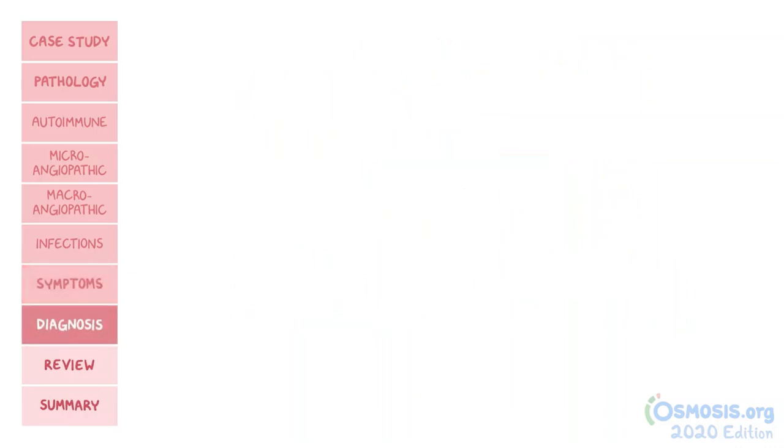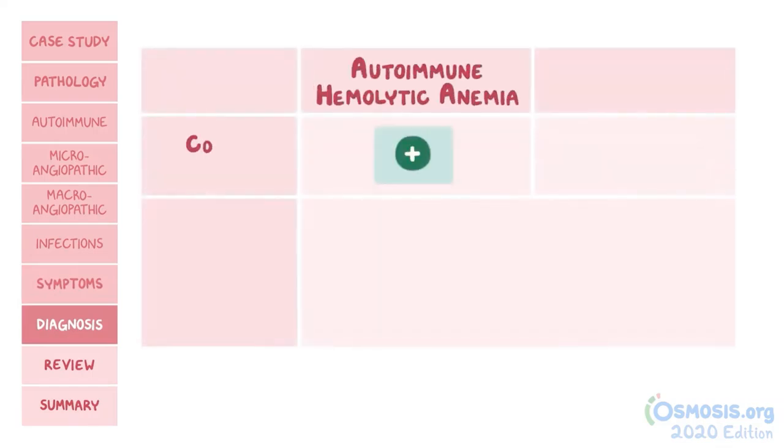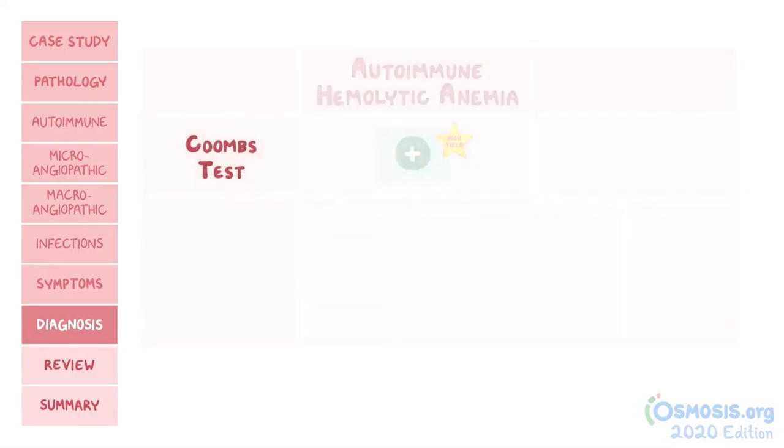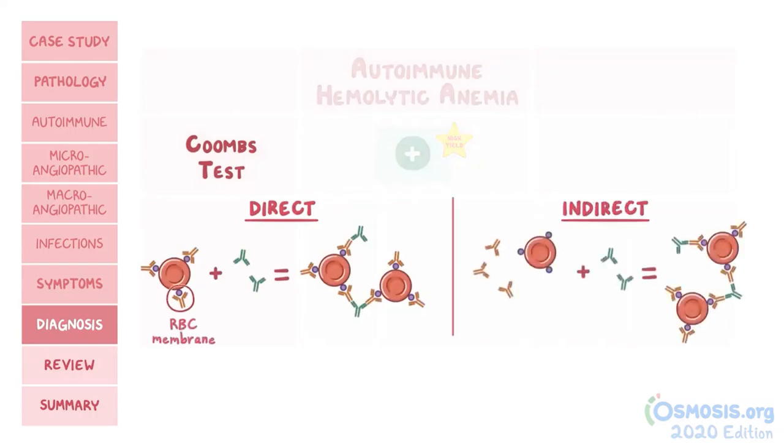Moving on to diagnosis. The most specific test to diagnose autoimmune hemolytic anemia is the positive Coombs test. Direct Coombs test detects antibodies or complement found in the red blood cell membrane, while indirect Coombs indicates the presence of antibodies in the serum.